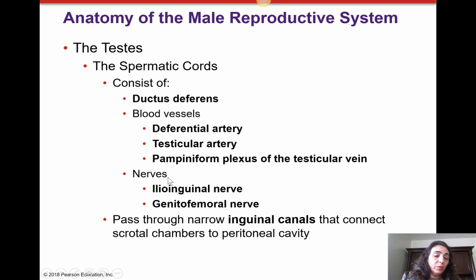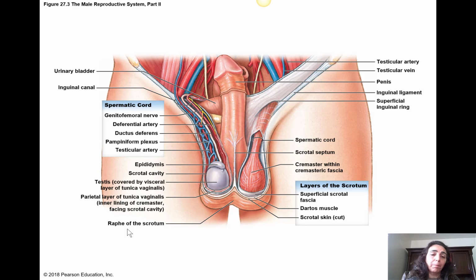Then we have some nerves, the two nerves that we have here, the ilioinguinal nerve and the genitofemoral nerve. These are two nerves that we have in the spermatic cord. And the spermatic cord passes through the narrow inguinal canal that connects the scrotal chambers to the peritoneal cavity. The peritoneal cavity is the cavity inside of the abdomen, as you already know, and the scrotal chamber is the space inside of the scrotum, that we're going to talk about.